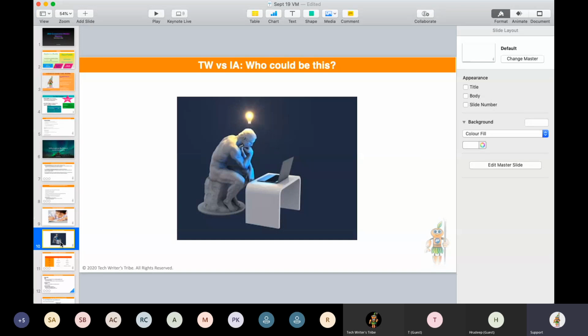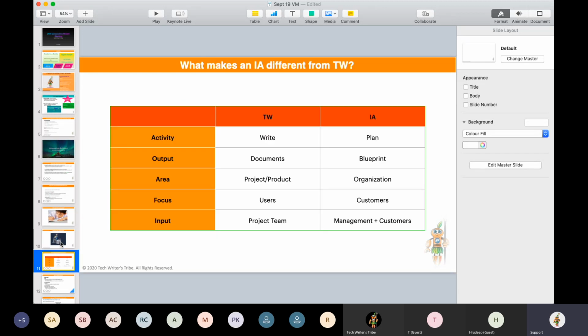Can this be a writer? Yes, writers also think, but in this context, IAs are generally supposed to think, plan, and design the overall architecture. Of course, these images you can define the way you want, but that's the general idea. Before getting into the slide: what is the difference between a technical writer and an IA? Let's see. What makes an IA different from a TW?